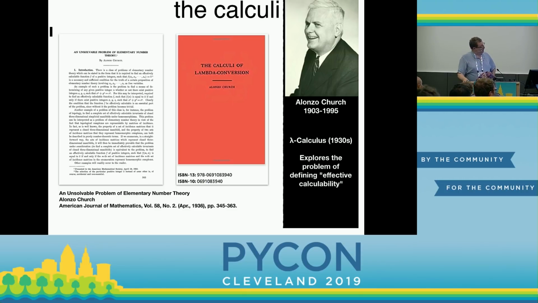All the stuff that we've been doing emerged out of that. You can still buy the book. This is the Calculi of Lambda Conversion, from 1941 by Alonzo Church. It's interesting to look at, but a lot of what's actually being talked about is just how do you mathematically describe the ability to calculate something?